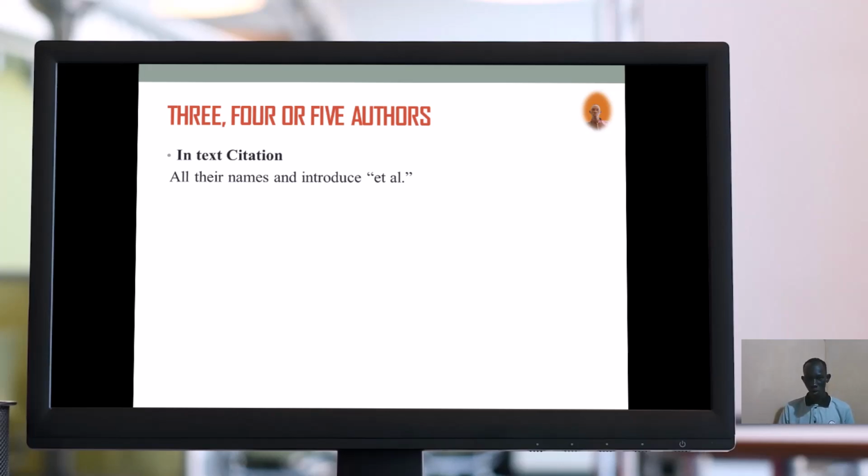you may include all their names, or you may introduce the word et al., which means and other authors, in your citation. Like for example, if you want, you can write all their names, or if you want, you may write the name of the first author, and then you introduce the word et al., which means and other authors.